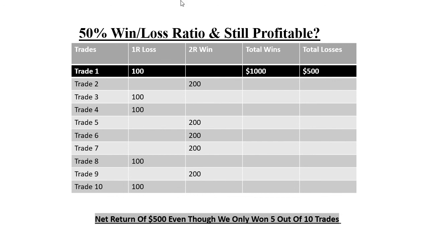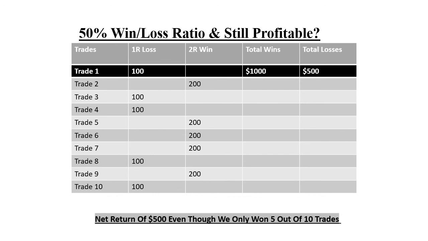So how does it come out? Do simple math. 100, 200, 300, 400, 500. Our losses totaled up to 500. Our wins totaled up to 2, 4, 6, 8, 10, $1,000. At the end of the day, we had a net return of $500, even though we only won 5 out of 10 trades. You see, it's common sense, really, right? It's basic math, but you just have to have a strategic plan to make sure that the math works out.